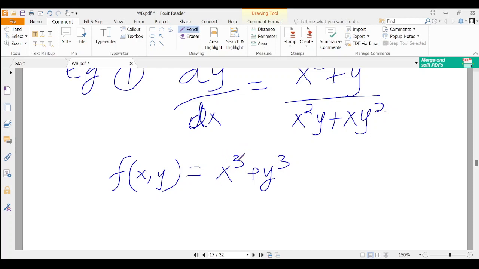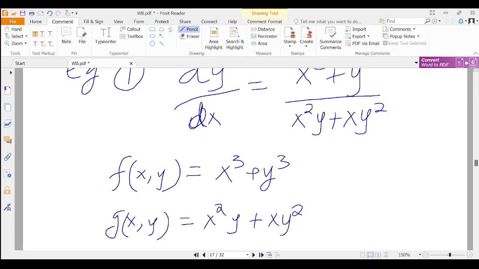Because in the first term, we don't have y, the power of x is 3. So this term is of degree 3. The second term, we don't have x, and the power of y is 3. So the degree of that term is 3. If you look at the function occurring in the denominator, we have x squared y plus x y squared. In the first term, the power of x is 2, the power of y is 1. If you add the powers, 2 plus 1, you get 3. In the second term, the power of x is 1, the power of y is 2. And so if we add 1 plus 2, you get 3 again.